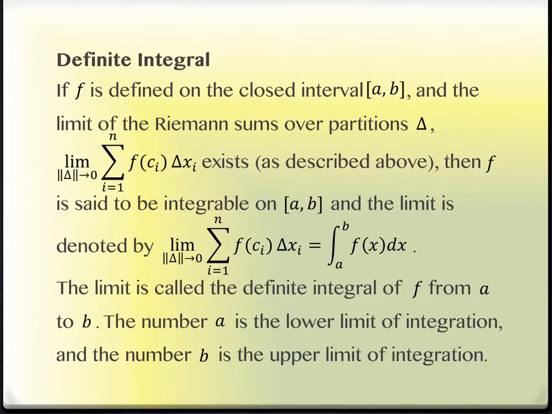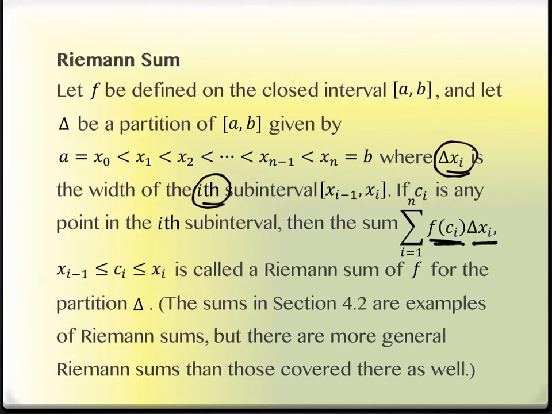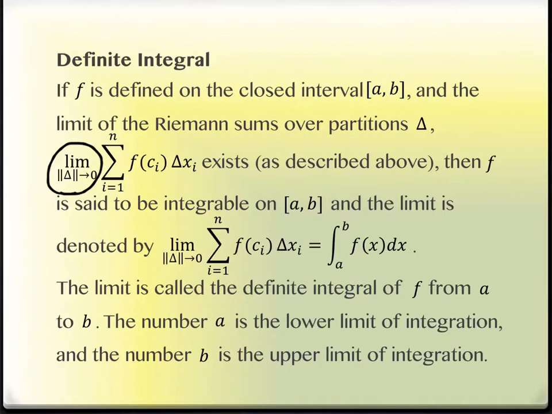so the limit as delta approaches 0 of the summation from i equals 1 to n of f of c sub i times delta x sub i exists as described above. In other words, if we have this thing we created up here, and what we're doing is adding this limit at the beginning. Now the limit at the beginning is telling you that the width is becoming infinitely small. All the widths are becoming very, very thin. And if that limit exists, then we say that f is integrable. It has an integral on AB.